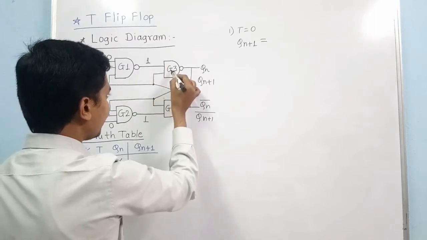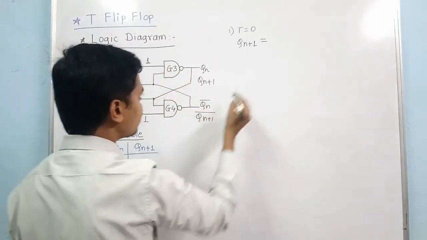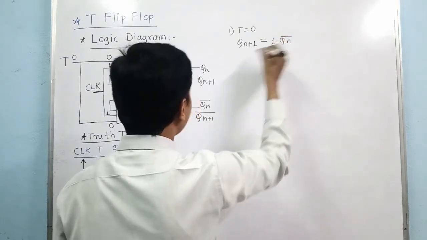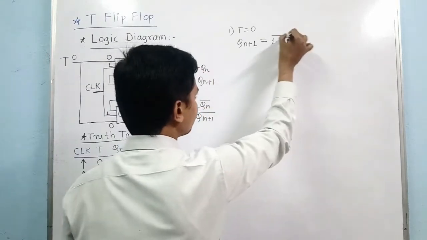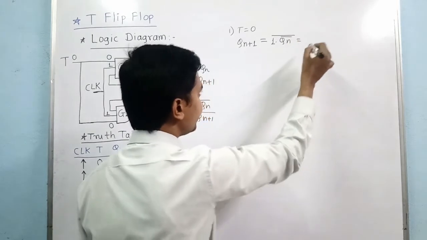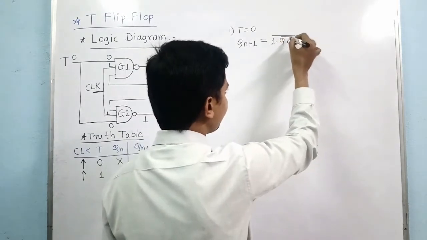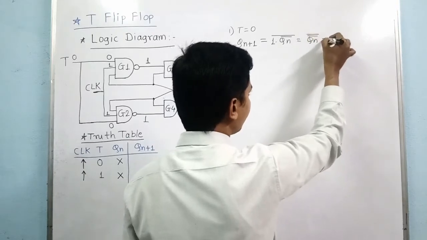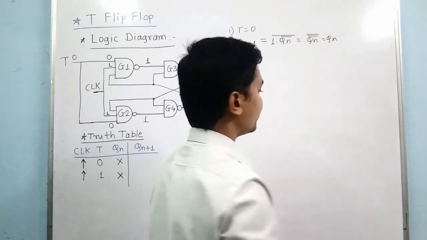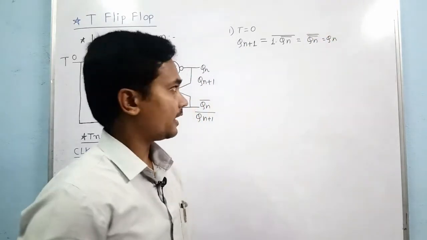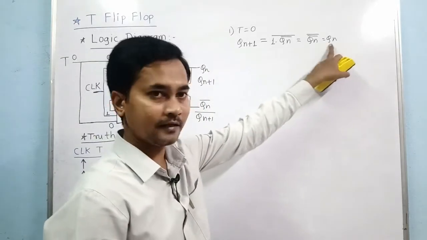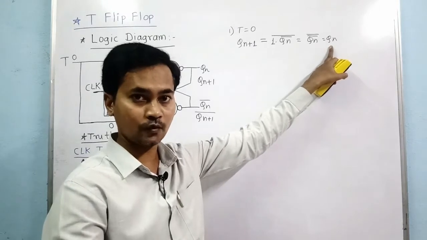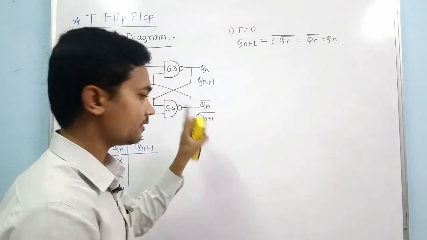1 and with Qn bar, the bubble indicates the whole bar. So this indicates 1 dot Qn bar, whole bar, is equal to Qn. Now, as I told you, if you don't get any value here, then only you have to go for the other output state, that is Qn plus 1 bar.